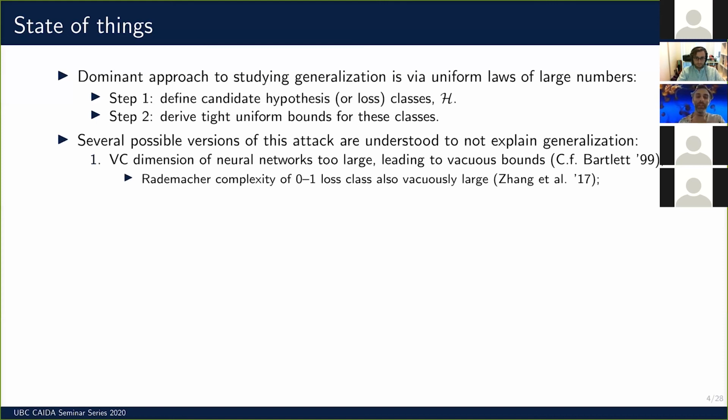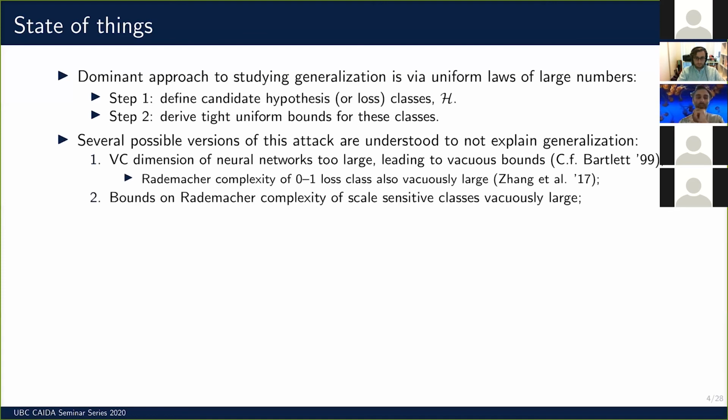But it's not just the distribution independence which is killing you. The experiments in the, at this point, infamous or seminal paper, Zhang et al., show that the Rademacher complexity of the 0-1 loss class is also vacuously large. Of course, Bartlett also in '99 was no longer advocating for scale-insensitive ways of measuring complexity. So in some sense, it's not so surprising. So that moves us to scale-sensitive classes and bounds on their Rademacher complexity. But these are also vacuously large.